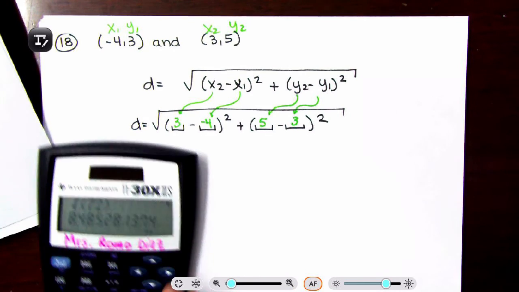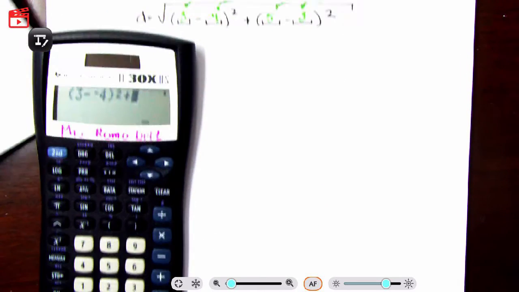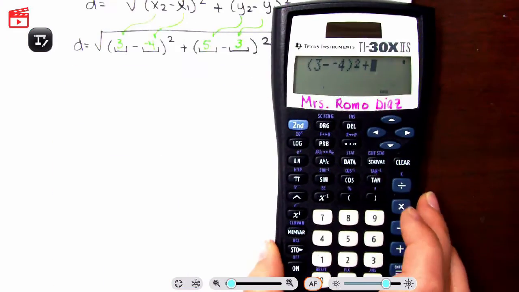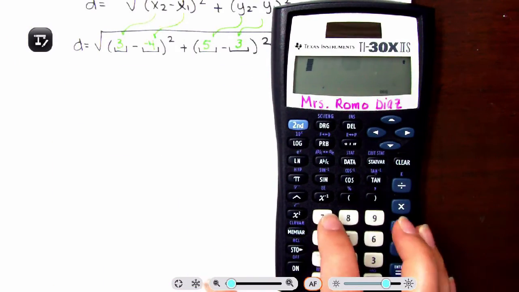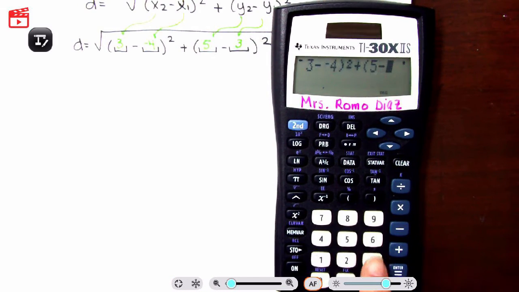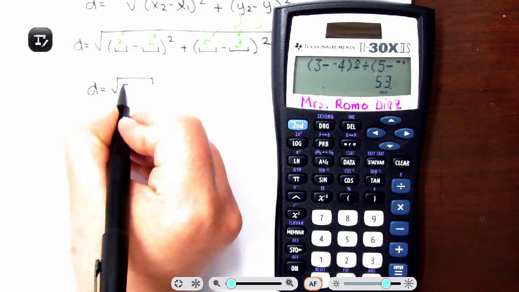Type that into your calculator, everything that's on the inside. 3 minus -4, parenthesis, squared, plus, I'm going to shift this up so you guys can see me type that in. I'm going to do that one more time so we can type this in together. Make sure you are using the calculator and you are typing this with me. Parenthesis, 3 minus -4, parenthesis, squared, plus, parenthesis, 5 minus 3, parenthesis, squared. Press enter. The distance is the square root of 53.